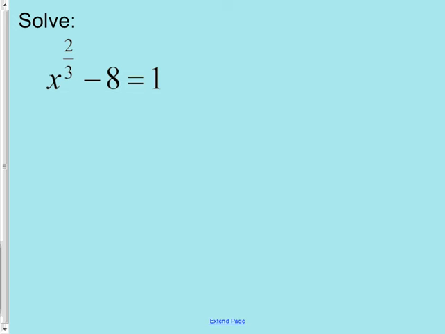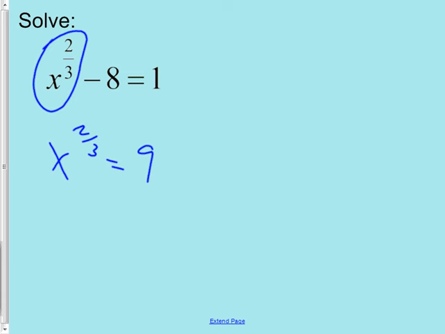X to the 2/3 minus 8 equals 1. It's not that complicated. You just need to get the clump alone. Remember that saying? This is the clump. Get the clump alone. Adding 8 to both sides.